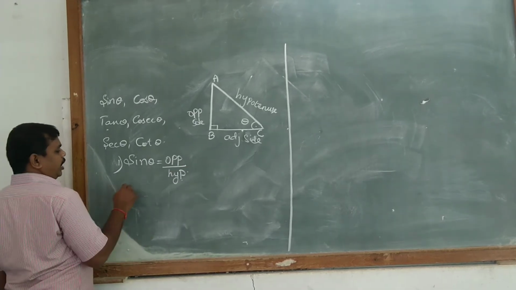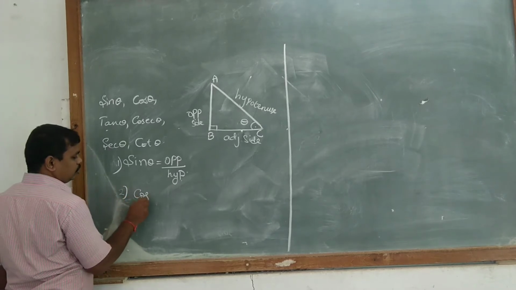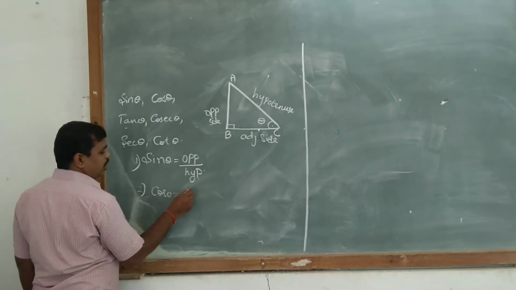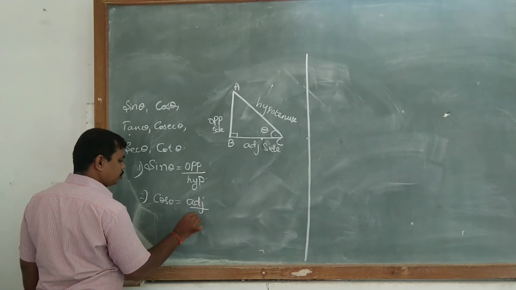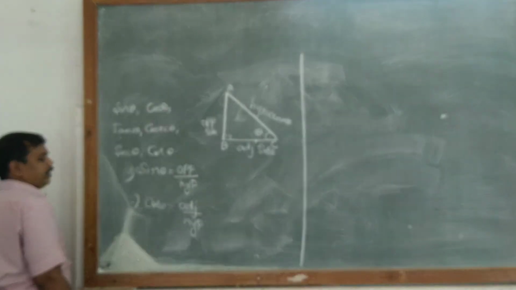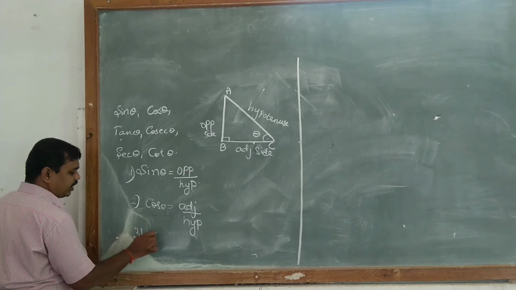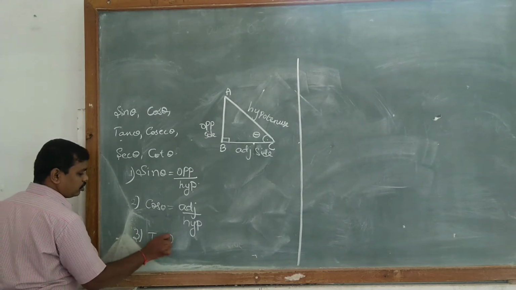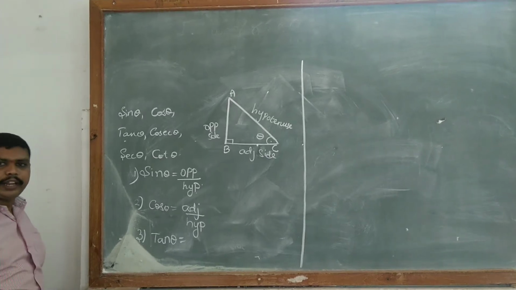Okay, and second one, cos theta is equal to what? Adjacent by hypotenuse. Okay, what is tan theta? Tan theta is equal to, tan theta can be written as sin theta by cos theta.